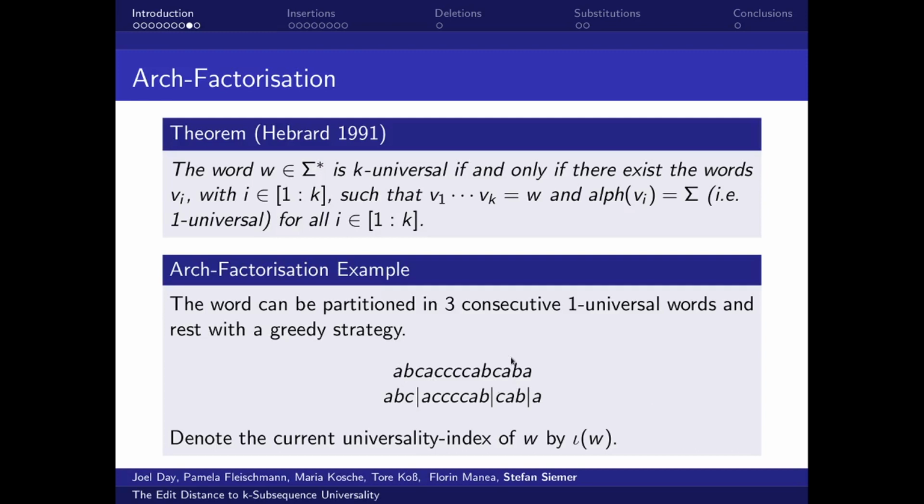So for example, in this case, the alphabet is a, b, c again, and we go from left to right. We see abc, we make a cut. Then we see ac, and so on until we find a b, we make a cut, and so on. And then we have three arches and a little bit of rest. This is the universality index of a word w, and we denote it by iota of w.